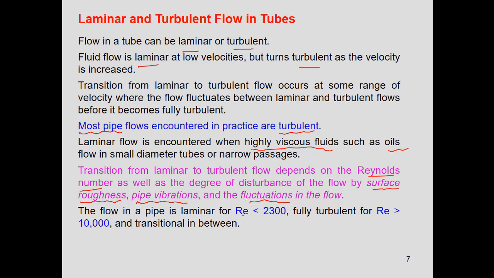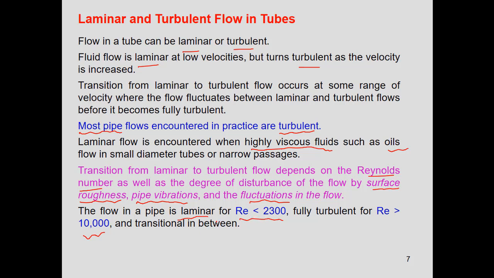But usually we have a scale. If the Reynolds number is lower than 2300, we call that the flow is laminar. If the Reynolds number is higher than 10,000, we call that turbulent flow. And between these two, we call that the transition part or transition region. So this is the Reynolds number for internal flow. Please do not mix these criteria for the external flow and internal flow. This is for internal flow.